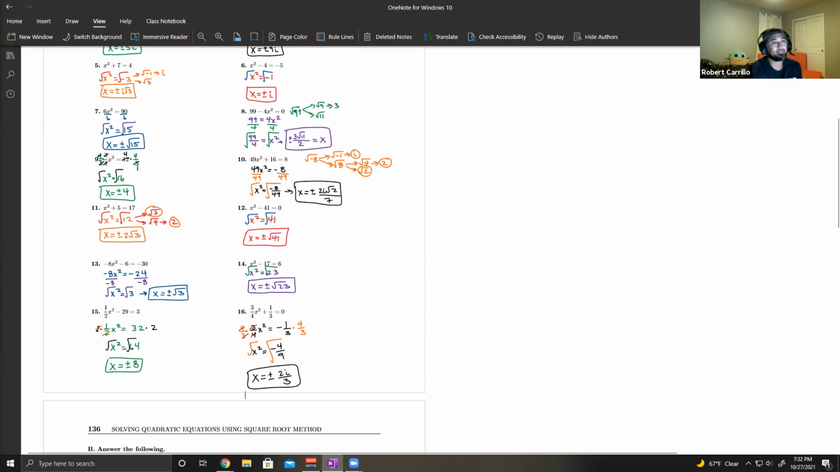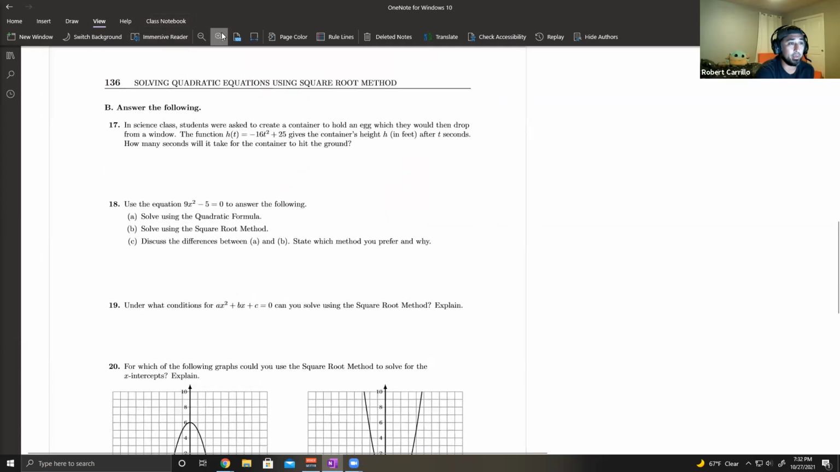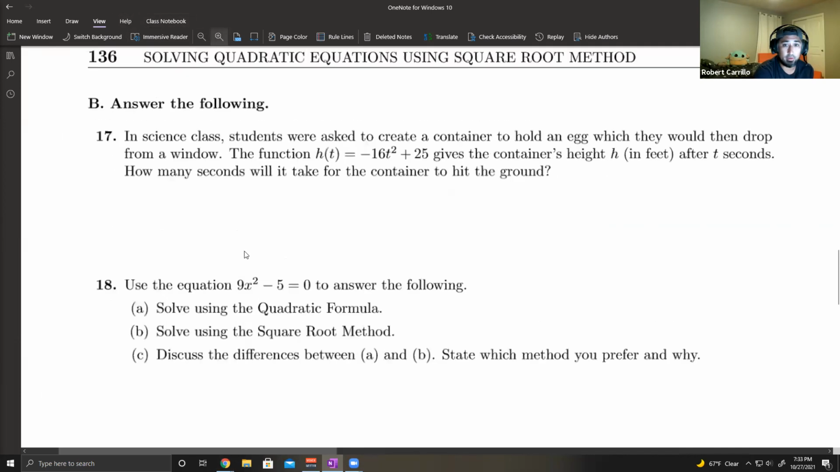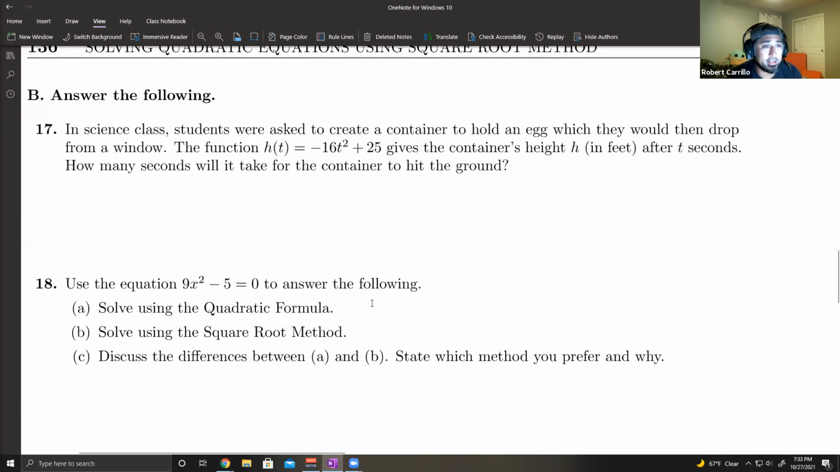All right. Well, of course, some application problems for the square root method. So number 17, one more, right? In science class, students were asked to create a container to hold an egg, which they would then drop from a window. The function h of t equals -16t squared plus 25 gives the container's height in feet after t seconds. How many seconds will it take for the container to hit the ground?